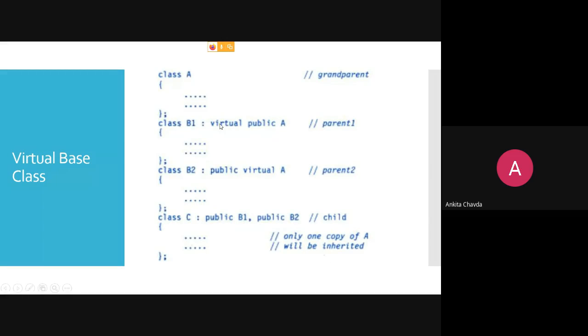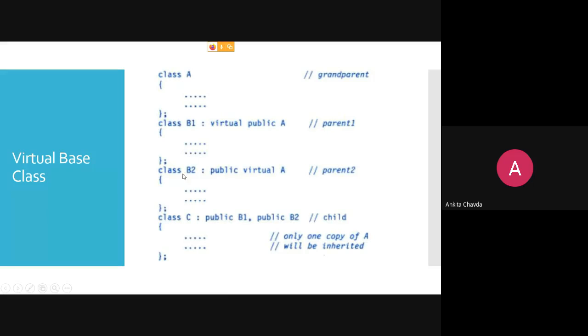And here you can write it like this, virtual and public, or you can change the order. You can write public and virtual, both are the same, right? You can change the order, fine. And finally, this class C is from which two classes?